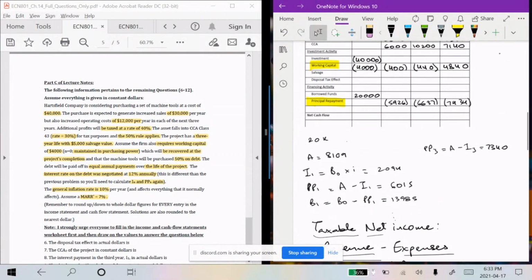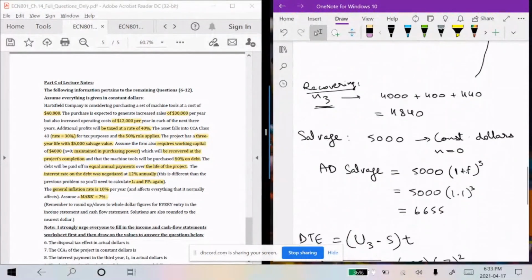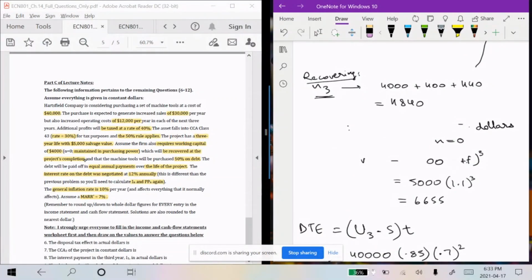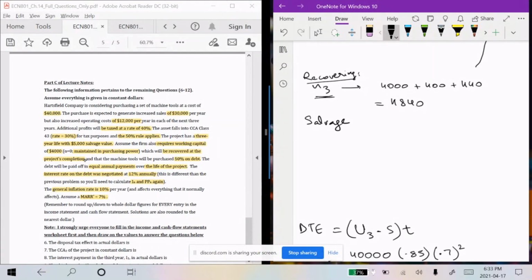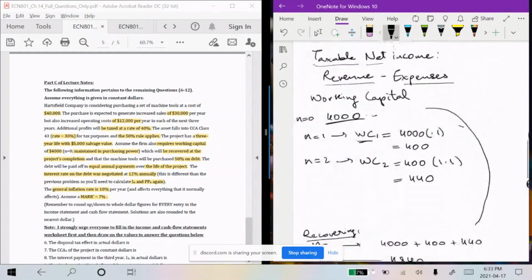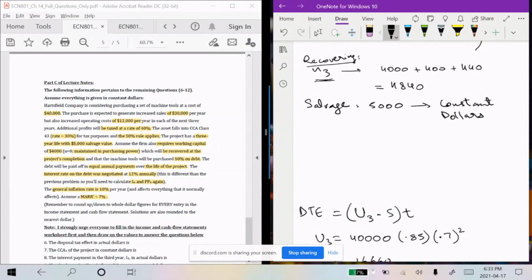Okay, that's done. Now the salvage value. Let me clear this. The salvage value. So what they gave as a salvage value right here. Where did they give it? Here. $5,000 salvage value, 3 year life and $5,000 salvage value. So the salvage value is going to be $5,000, but this is in constant dollars without the inflation. So in our table, we got everything in actual dollars. So we need to convert this to the actual dollars.